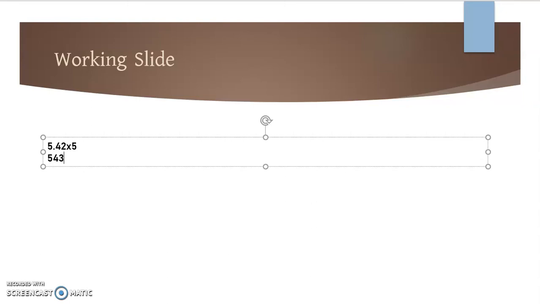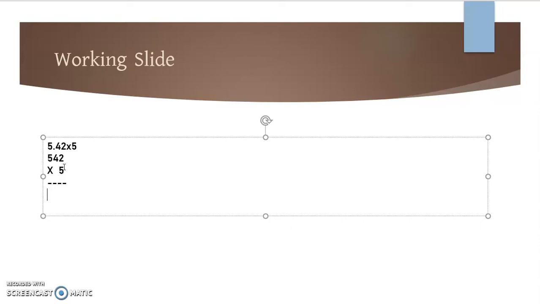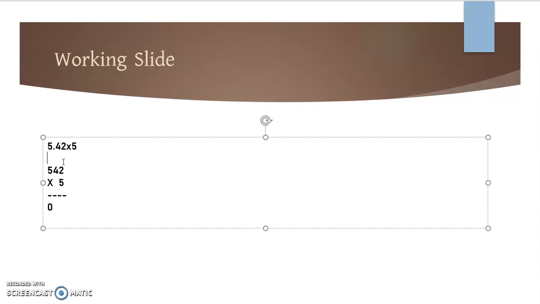5.42. We'll ignore the decimals. So enter 542 into 5. 2 into 5 is 10, so 0. I think I should do carry forwards as well.